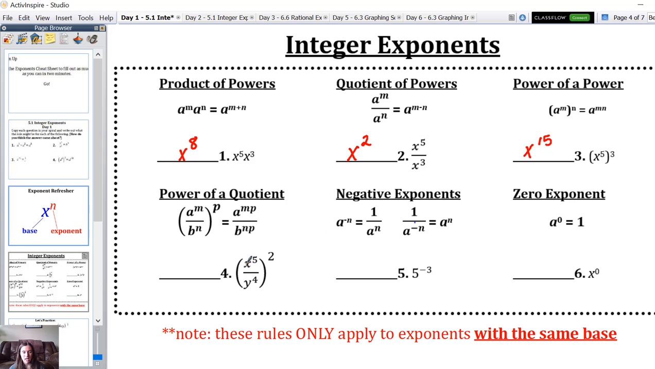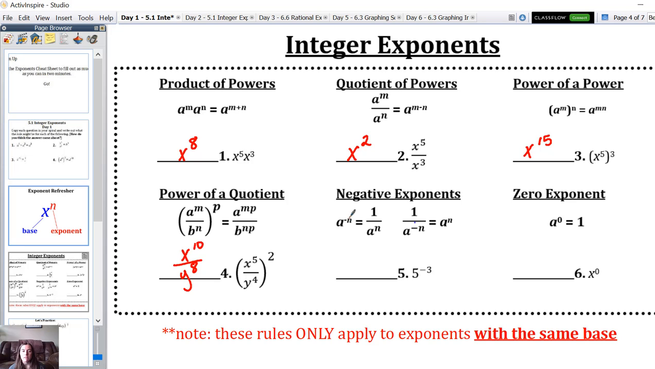So in this example, x to the 5th over y to the 4th, all of that is raised to the power of 2. We're going to multiply both exponents by this outside exponent of 2. So it leaves us with x to the 10 over y to the 8.